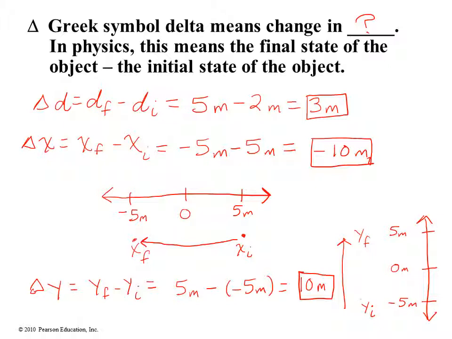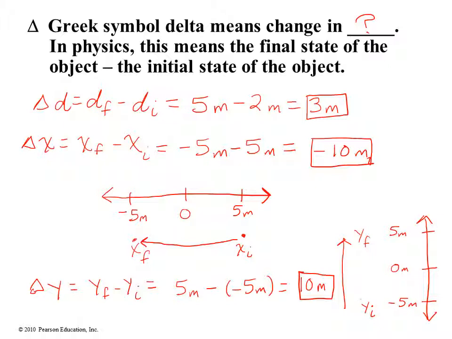So the final, the x sub f, is negative 5 minus the initial position, which was 5 meters. So the final answer is negative 10 meters. And this indicates that the displacement was negative 10 meters. So that means this object moved 10 meters to the left.